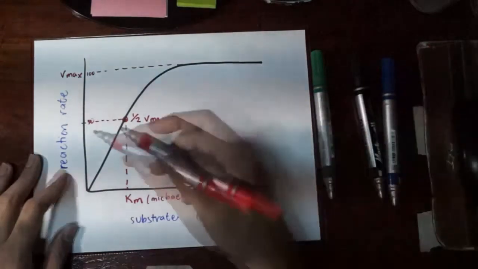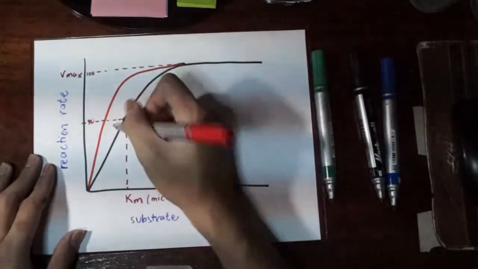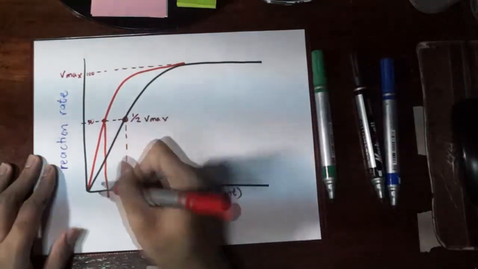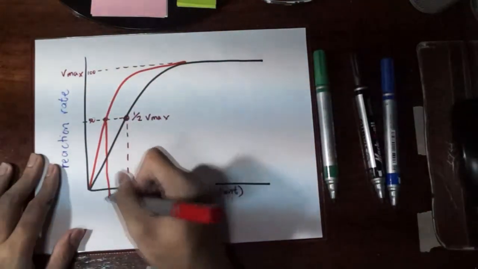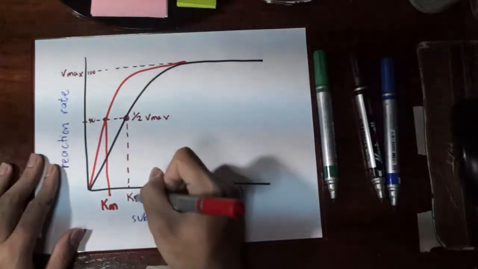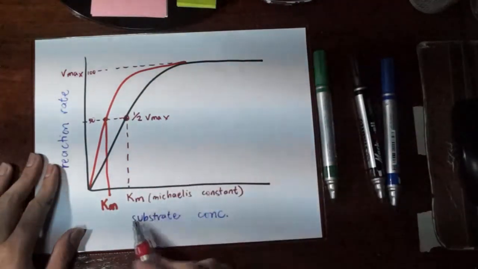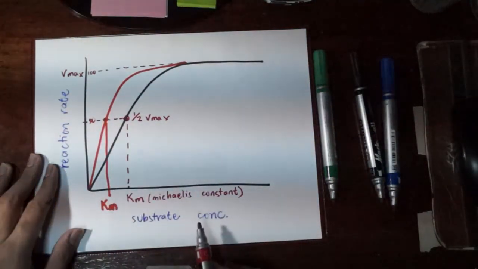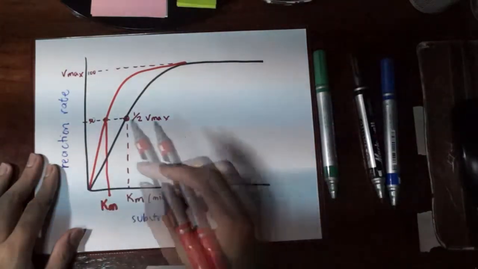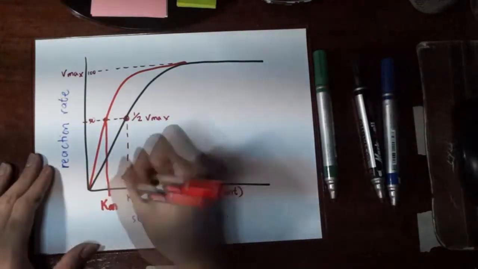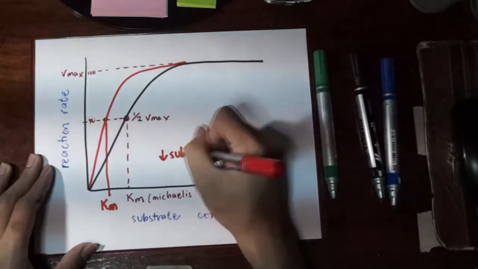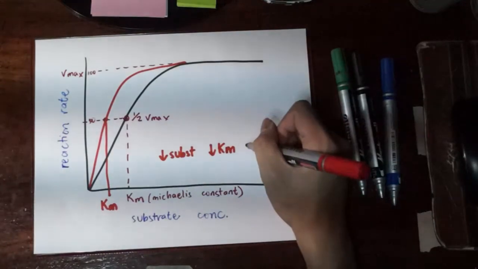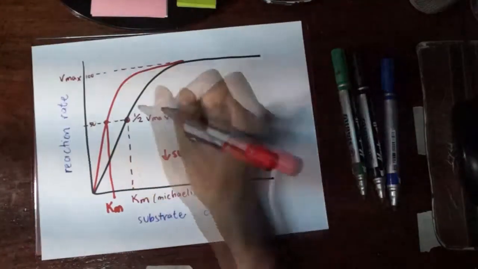What if, for example, I have the 1/2 of Vmax here, and then the Km would be here. So the Km at this point would be lower than this Km, but how much concentration of substrate did we need? Did we need more of it or less of it? If you can see here, we just needed less concentration of substrate, and then we get a lower Km, but we got the same 1/2 Vmax.